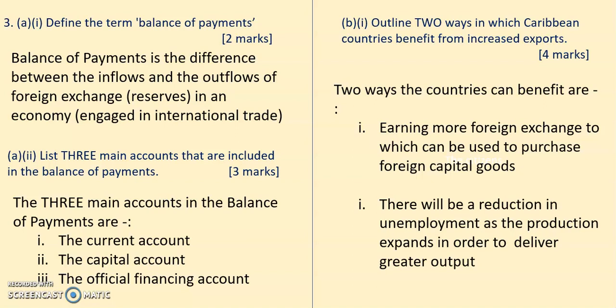All right. And secondly, an increase in exports is likely to reduce unemployment because increased exports suggests that your production has expanded in order for you to deliver this greater output. So to expand production means that you employ more people in your economy. All right. So remember, these answers are not finite answers. I'm just giving you clues as to how you can write your answer.